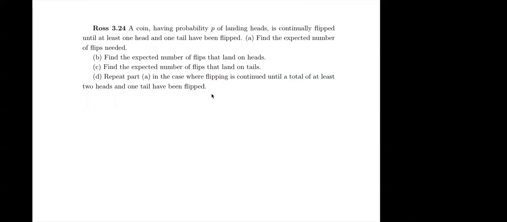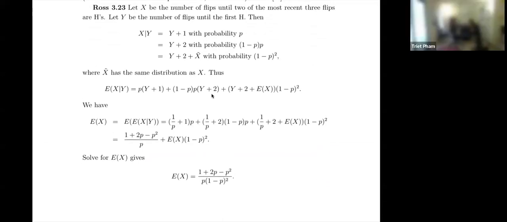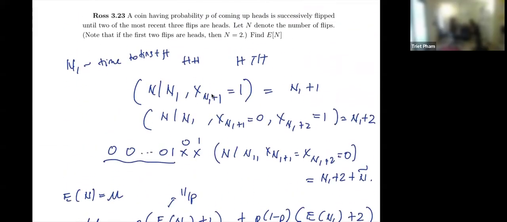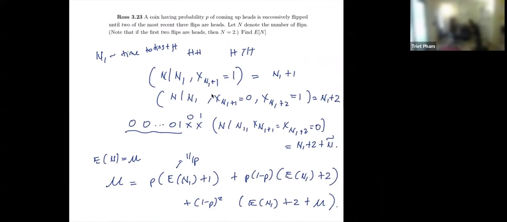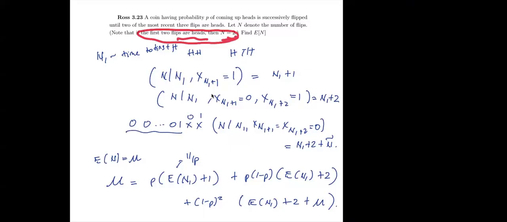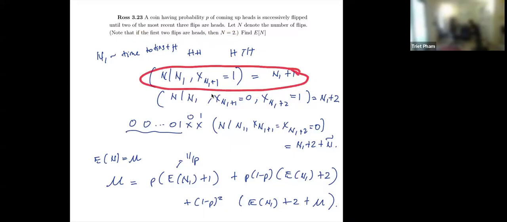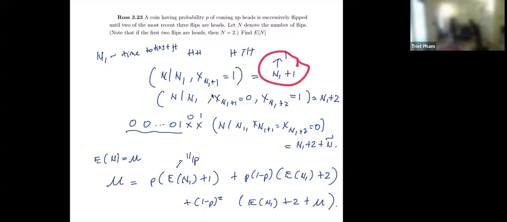Really quick, for the previous question, the wording, the most recent 3, where does that come into play? Good question. It comes into play if the first 2 flips are heads, then N equals 2. Oh, okay. Not only that. Notice that the count is correct that way. If the first 2 flips are heads, that's exactly this case here, because if N1 equals 1, then that's 2. See? So first of all, that's what it's used for.